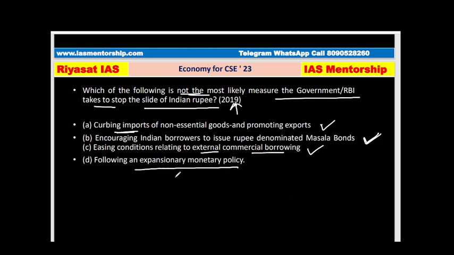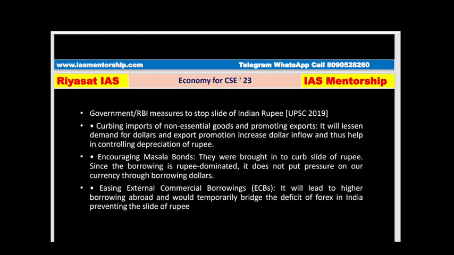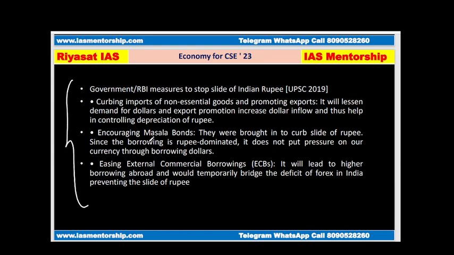Following an expansionary monetary policy, this government will not do because it will again create inflation and it will slide down the Indian rupee. Sliding मतलब कि depreciate होना. तो inflation अगर आ गया तो और अगर expansionary policy आ गई तो और ज़्यादा the situation will get exaggerated. Clear? Okay. Here I have given you what government will do if we want to stop the slide of the Indian rupee. Each and every option has been explained here. You can refer to the PPT for the same.